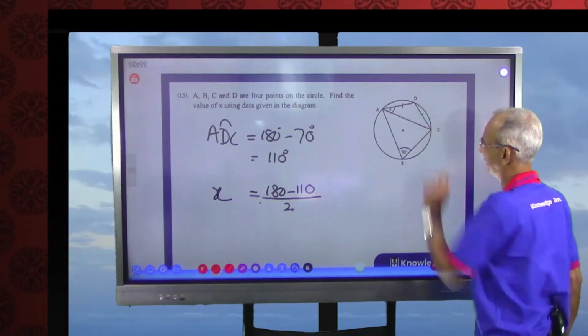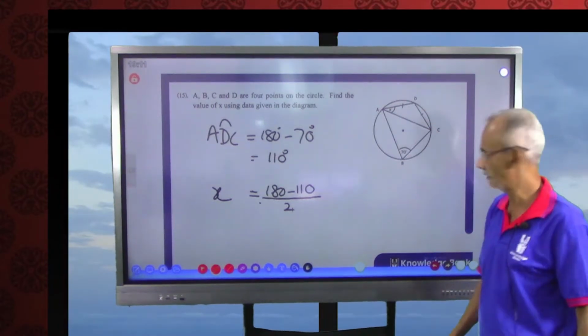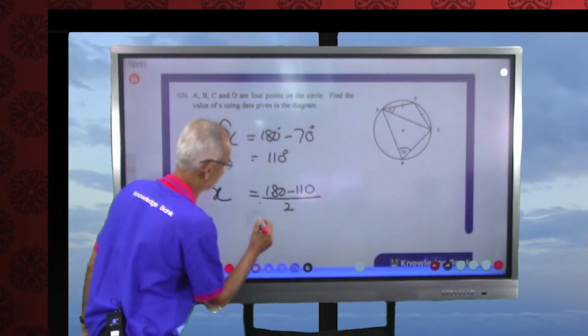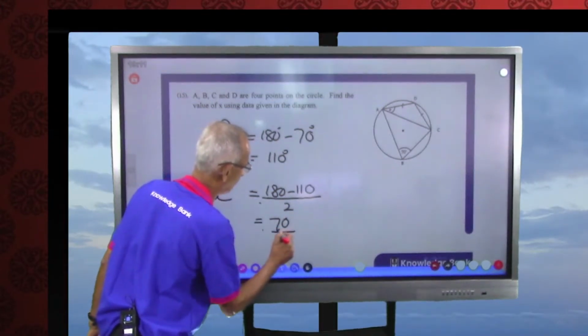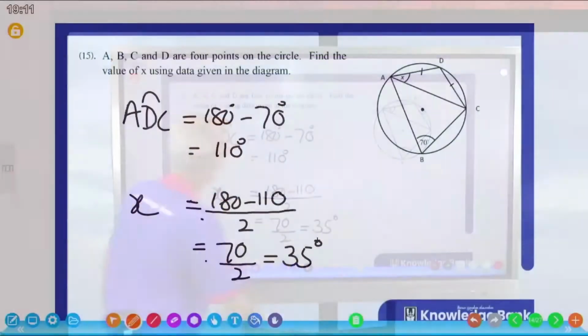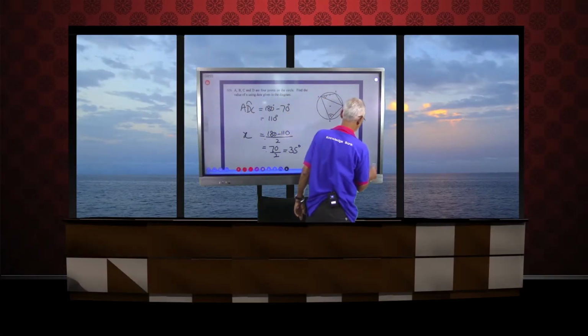We found that ADC is 110. Then these two angles are equal. So 180 minus 110, divided by 2. 180 minus 110 is 70. 70 divided by 2 is 35 degrees. That's question number 15. Then let's move to the next one.